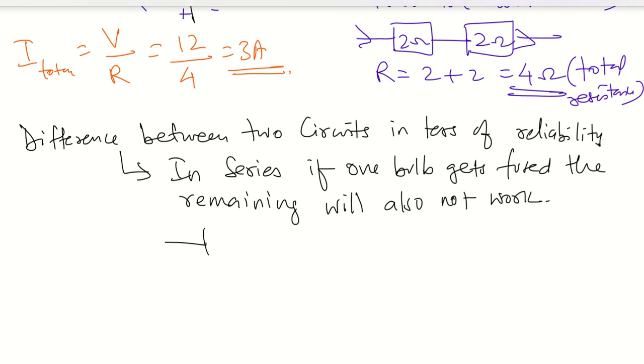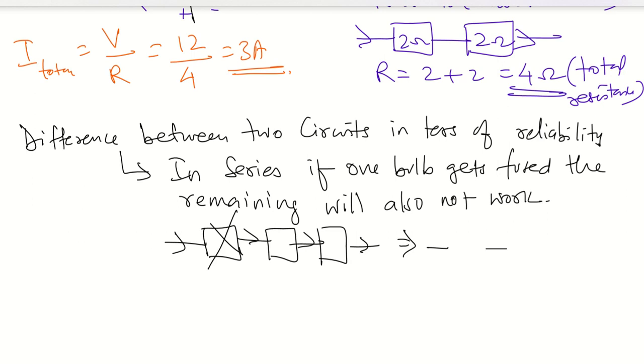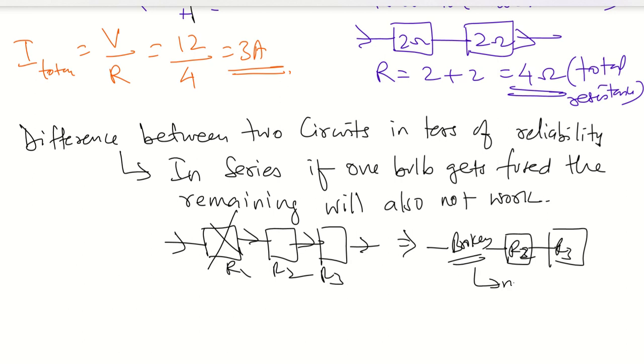Why? Because in series, if you see here like this, like this, like this, correct? So if for some reason this is not working, then it is just as if your circuit has become something like this, and then you have only this. So your R1, R2, R3. So only R2 and R3 are working, and the circuit here is broken. So it will not work.